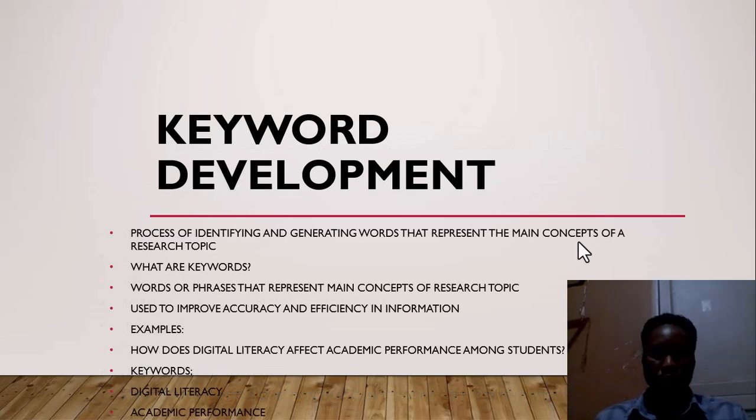So let's proceed and talk about keyword development, the process of identifying and generating words that represent the main concept of a research topic. What are keywords? Words or phrases that represent the main concept of a research topic, used to improve accuracy and efficiency in information retrieval. For example, how does digital literacy affect academic performance among students? The keywords here are digital literacy and academic performance.